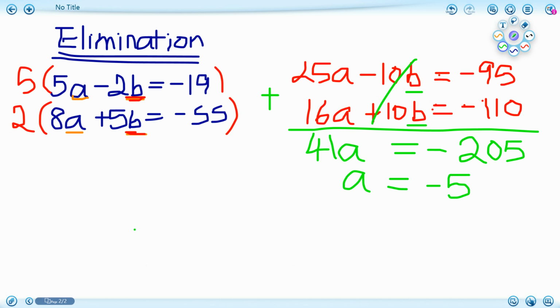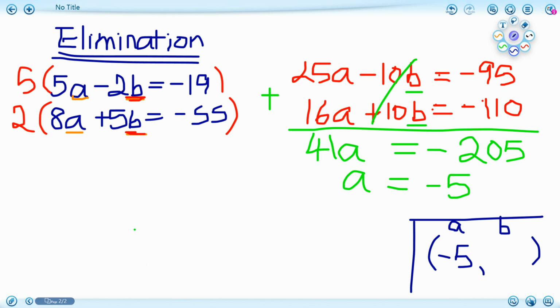When I write this as an ordered pair, I'm going to write my answer right here. Traditionally we know it's just x and y. Same thing here: if a comes before b, it's alphabetical, always. So this will be my a, and this will be my b. My a is negative 5.